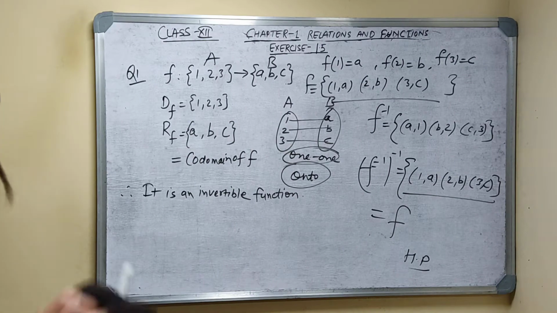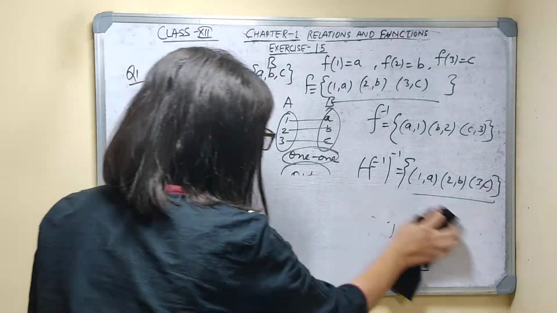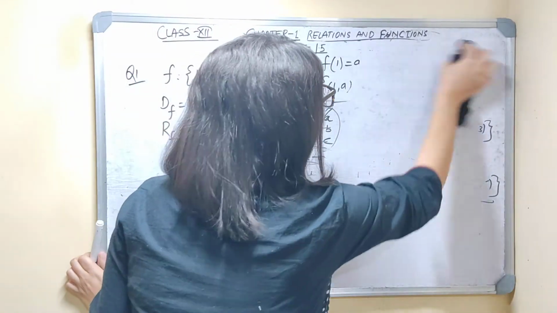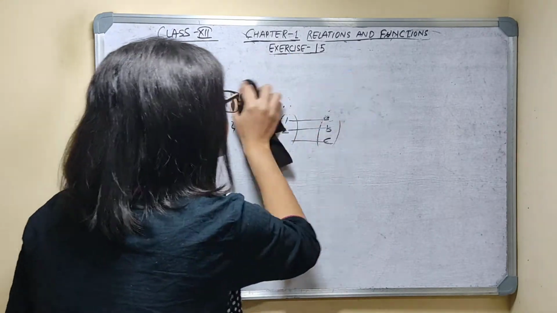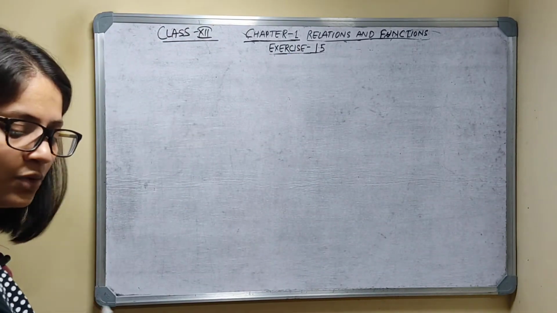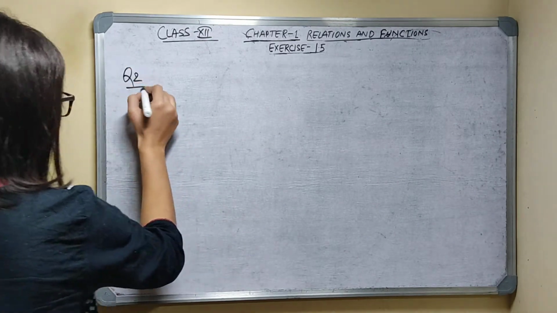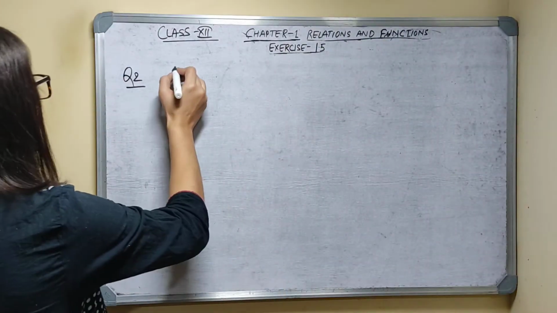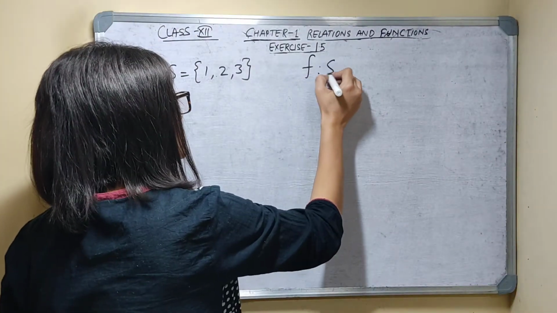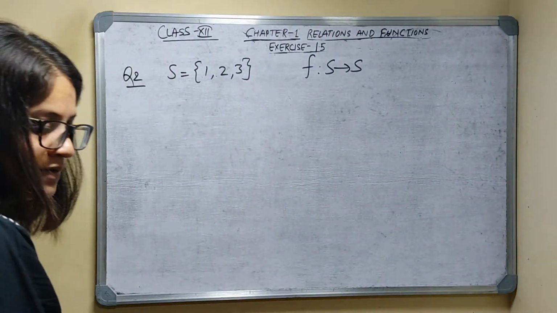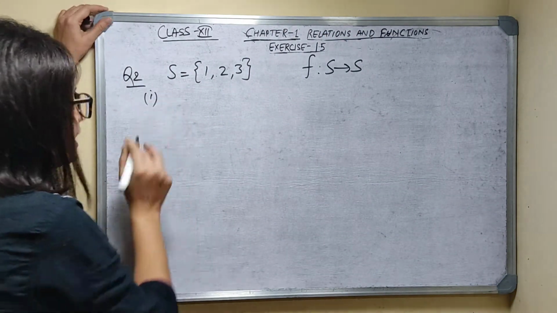Now question number second. Now you can see question number second. What they are asking: let S be a set given as {1, 2, 3}. Three elements are there. Determine whether the function f from S to S defined as below has an inverse function. Find f inverse if it exists.